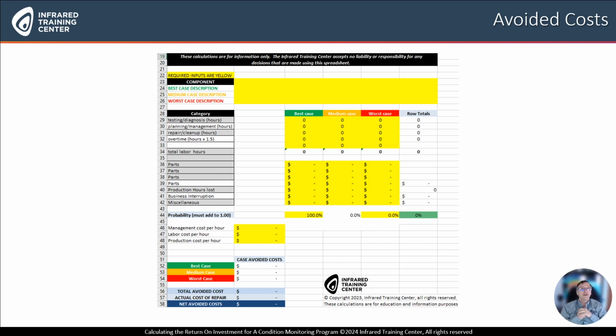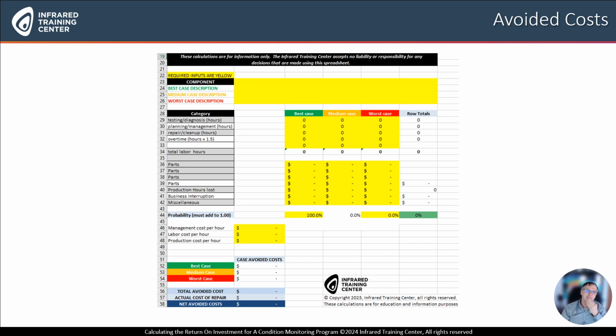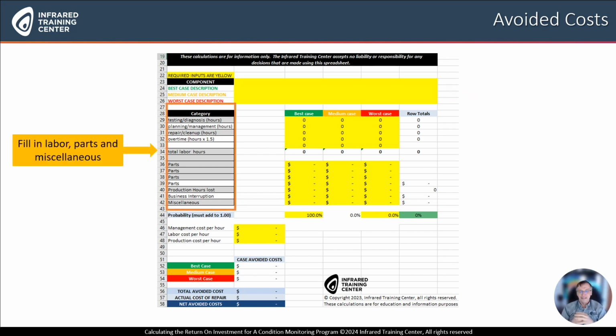And so this is what the avoided cost worksheet looks like, and this is a blank one, okay? The first thing to do is to describe each scenario. This is an unlocked Excel spreadsheet, so you can add very extensive details. What's the best case? What's the worst case? What happens? And once we have the scenarios described, we have to fill in important information like how much time did it take to diagnose this? How much time was involved in management, repair, cleanup hours? These are the things that either have occurred or are going to occur.